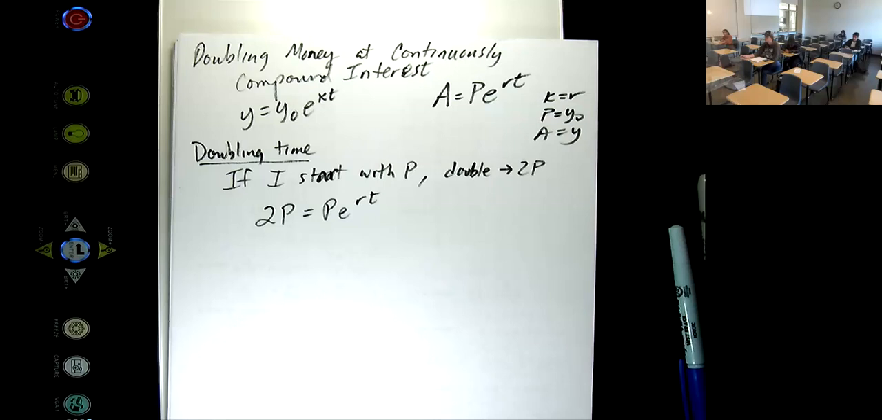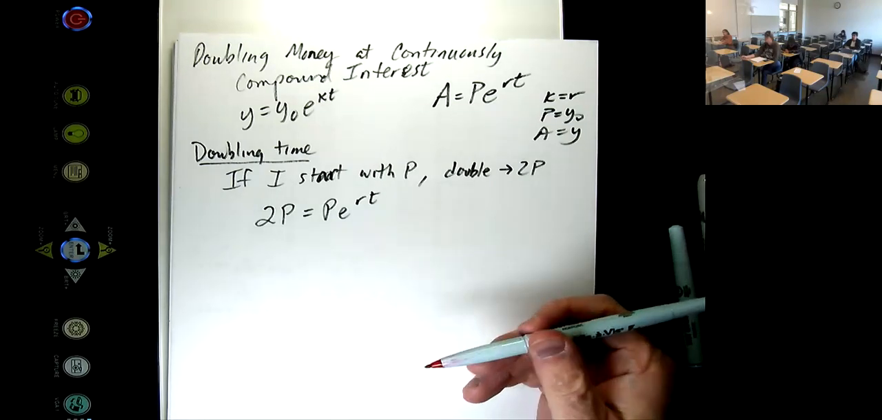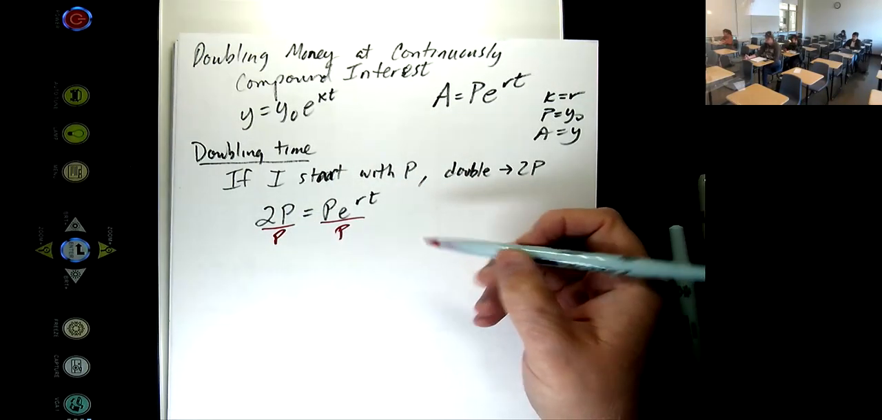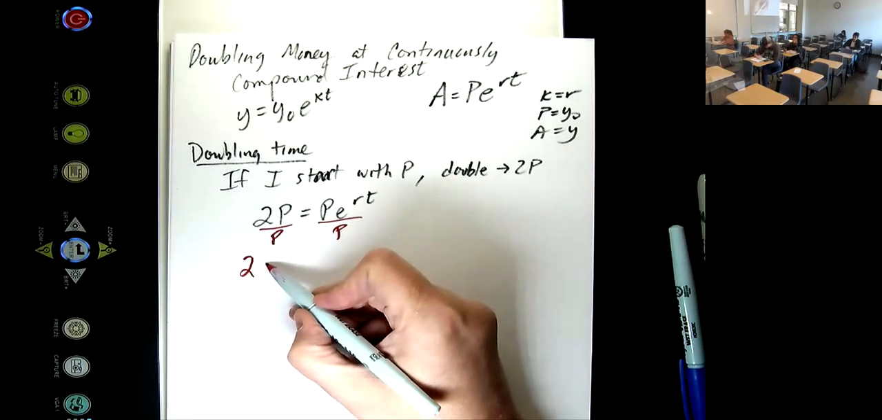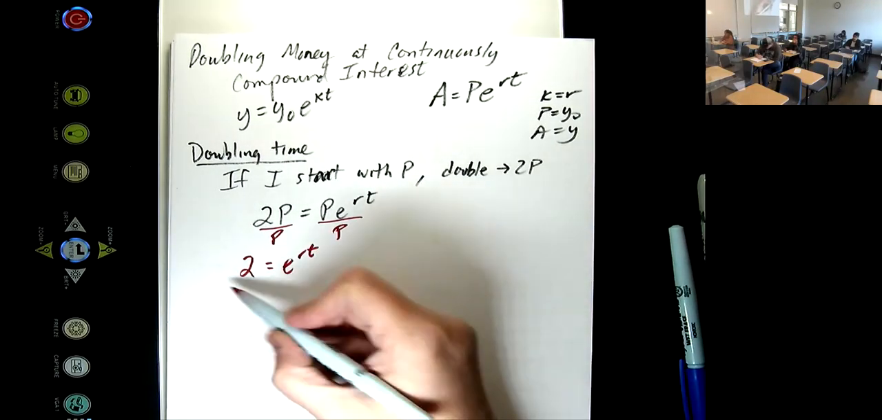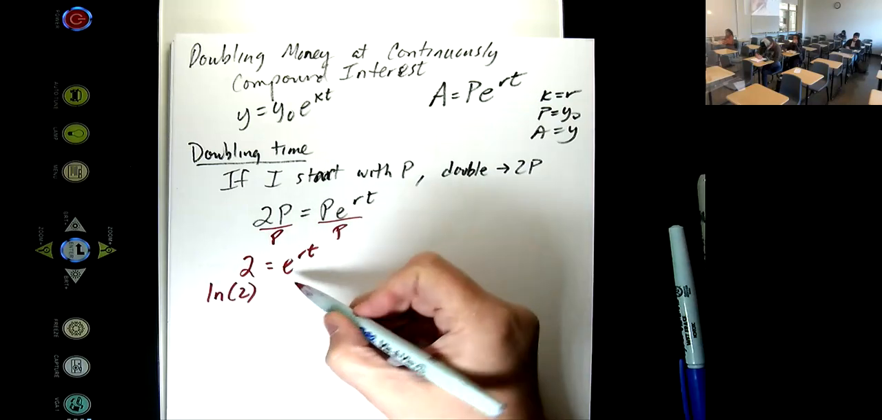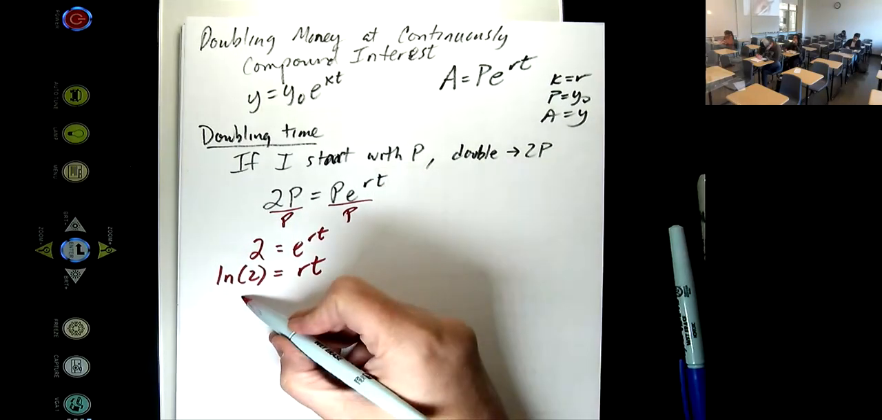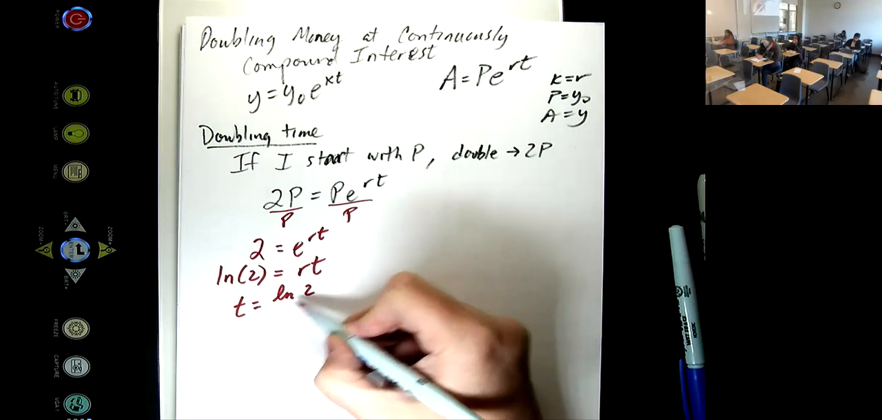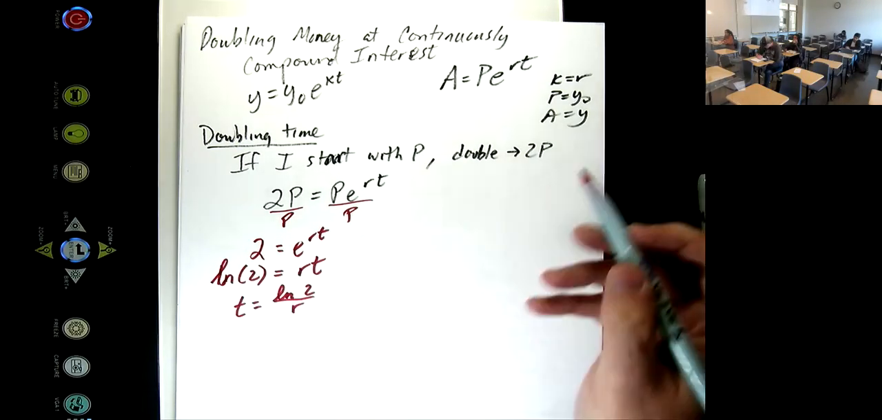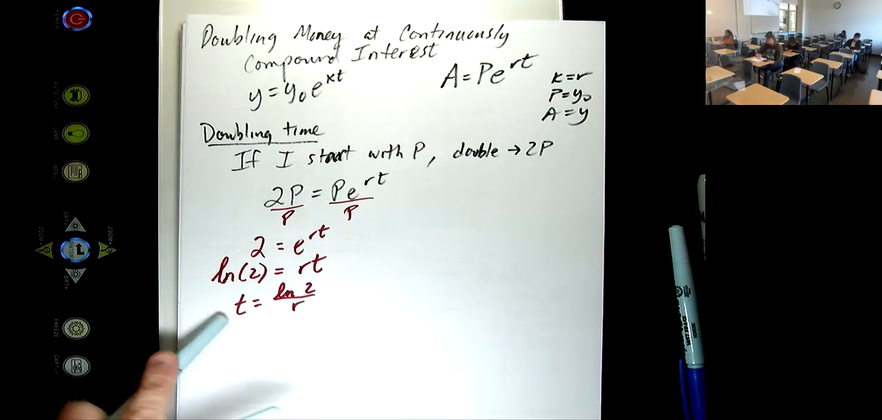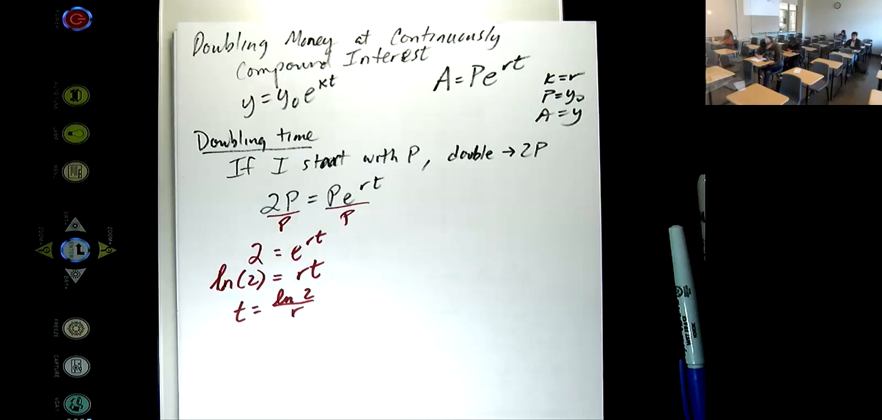Look what happens. We're just looking at the multiplier, dividing by P. It doesn't matter what we start with. It's irrelevant. The P goes away. And when we take the natural log of both sides, we get natural log of 2 equals RT, where T equals the natural log of 2 over R. Now, I don't recommend memorizing that. It's enough to memorize the growth and decay model the whole way.